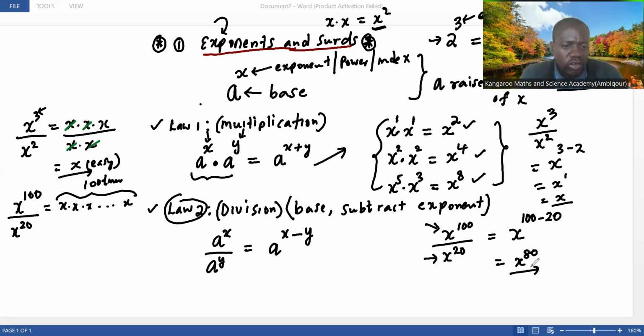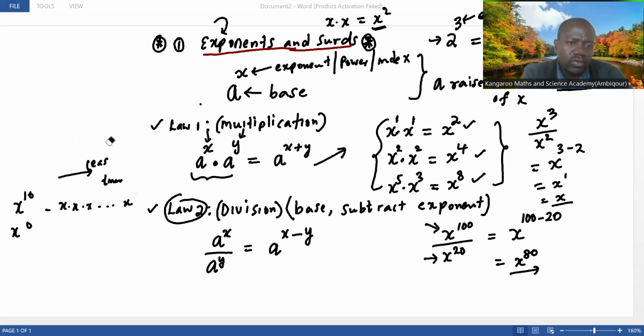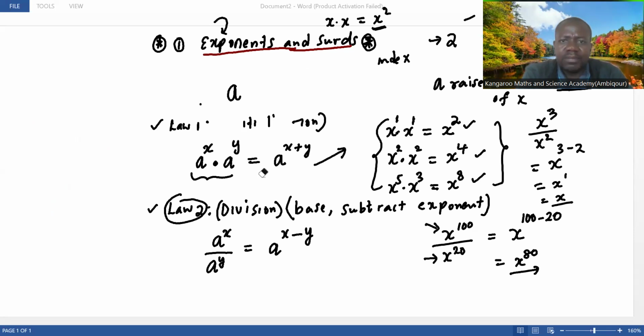A learner who wants to enjoy maths should be able to understand exponents very well, should master exponents very well. Very important, ladies and gentlemen. Law 1, the multiplication law. Law 2, the division law. Then we also have another law, which is law number 3. I'm starting with the ones that are important for now, which you must understand in order to enjoy maths.